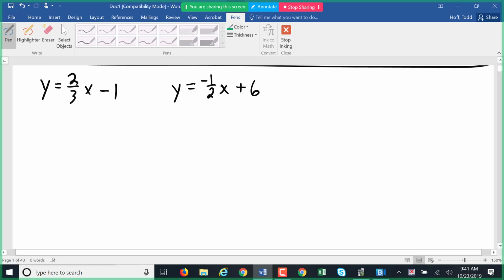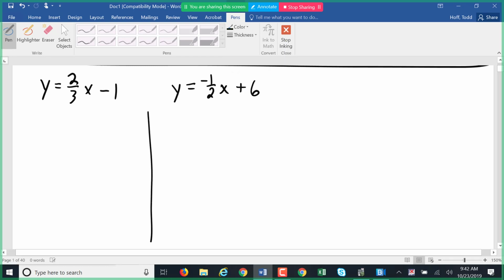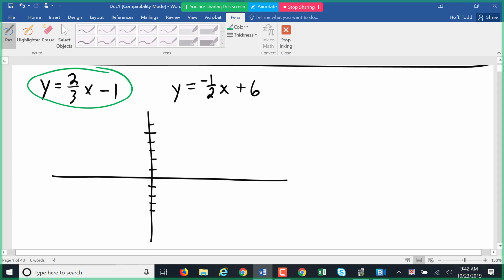And if I wanted to graph each of those, let's do this one first. y equals 2/3 x minus 1. That starts at negative 1. So that's 0, negative 1, which is called the y-intercept. And from there we go up to do the slope of 2/3. We go up 2 over 3 to get our second dot.